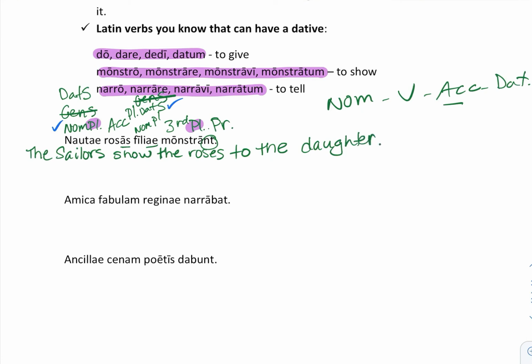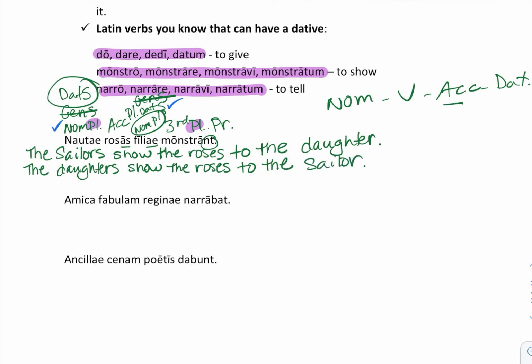What's the other way? So now what we're going to do is flip it around, and we'll have nautae be the dative singular and filiae the nominative. Because if you remember, word order in Latin doesn't really matter like it does in English. So we have to figure out from context which is which. So let's start with filiae. This time, instead of being to the daughter, it'll be daughters plural, because it would have to be nominative plural. The daughters show. This doesn't change at all. Show the roses doesn't change. Show the roses to the, now sailor becomes singular.